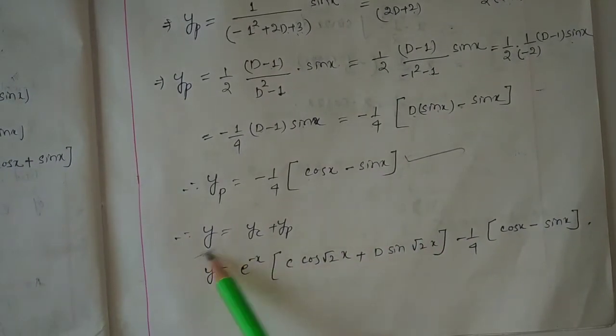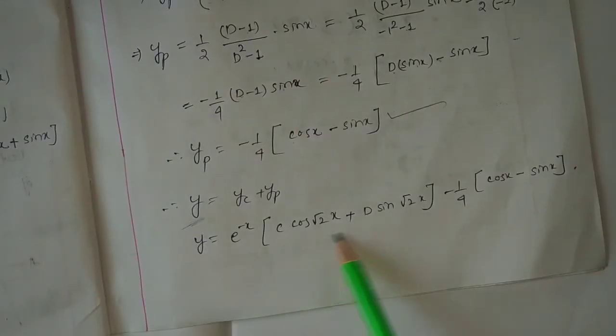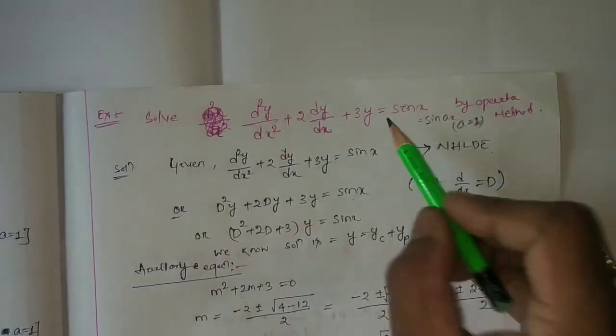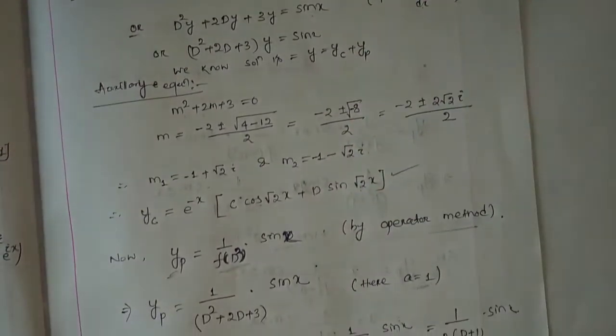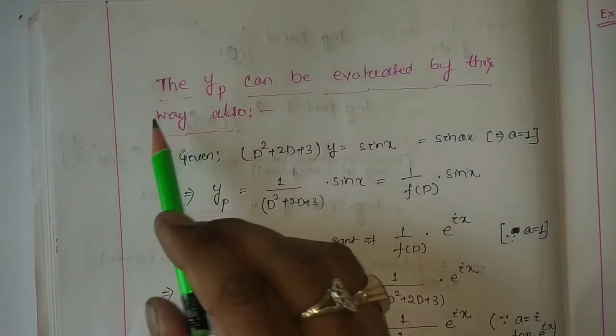So the general solution y will be equal to yc plus yp. Yc we already found, and I have written it over here, and yp is this one. So this is the general solution of the differential equation 1. This way we have solved it, and we can solve it in another way also. The yp can be evaluated this way also.